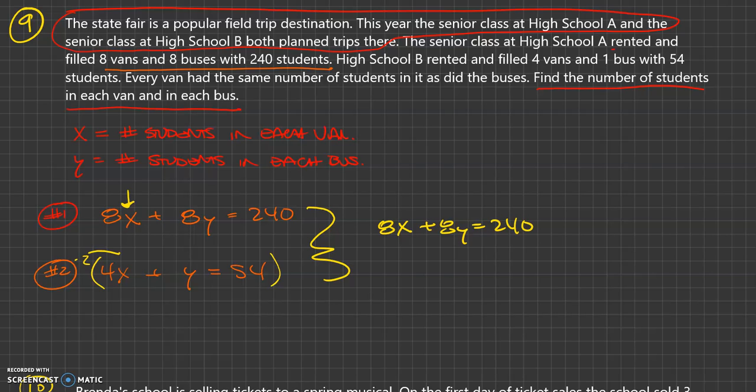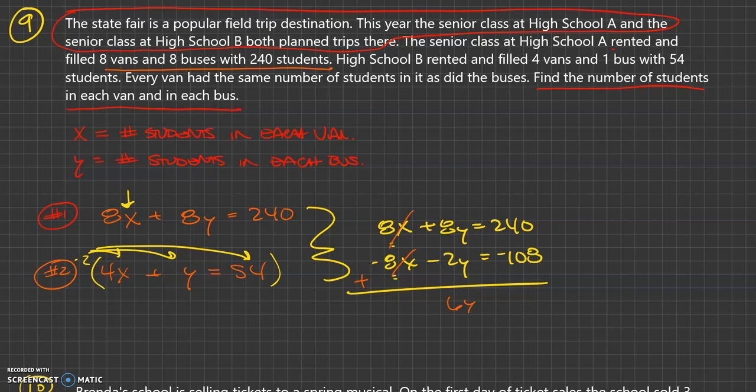And let's distribute the -2 throughout. So that's going to give me a -8x minus 2y is equal to a -108. I have opposite coefficients here, so now those are going to cancel when I add all of this. That'll give me 6y is equal to 132. I'm going to divide everything by 6 and get y is equal to 22.